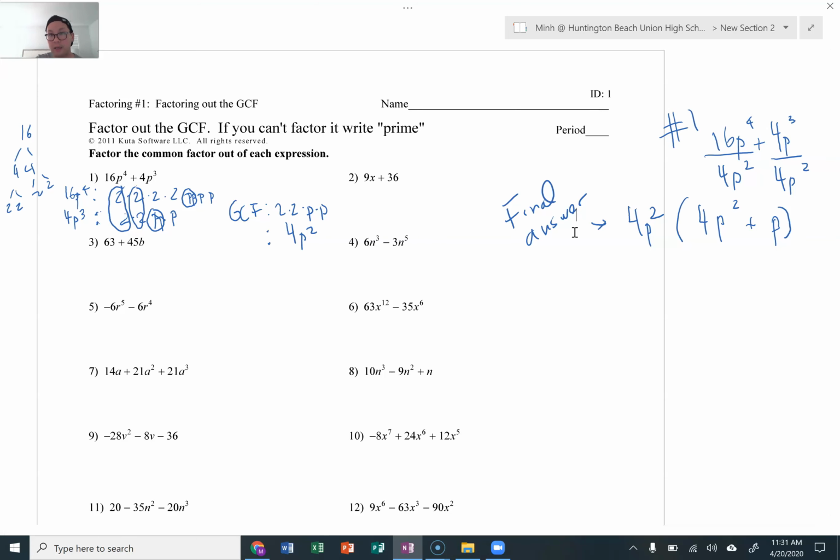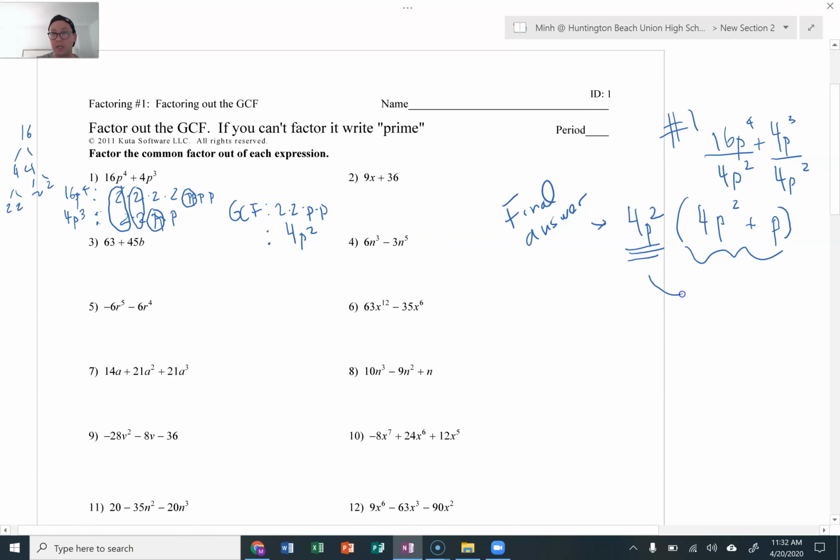So just a key component is that you make sure you write the GCF in front of the parentheses, and that whatever you divide by the GCF is going to be inside of the parentheses. If you want to check to see if you did your work correctly, you can apply the distributive property and take the 4p squared and multiply it by the 4p squared, and then take the 4p squared and multiply it by the p.